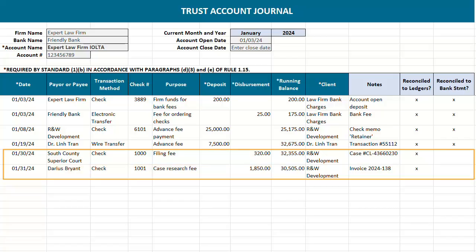Since both checks were issued at the end of the month, it's not surprising that they do not yet appear on our bank statement because they haven't had time to clear the bank. We will leave reconciled to bank statement unchecked for both transactions in the account journal and expect to reconcile them in next month's reconciliation once they've been processed by the bank.